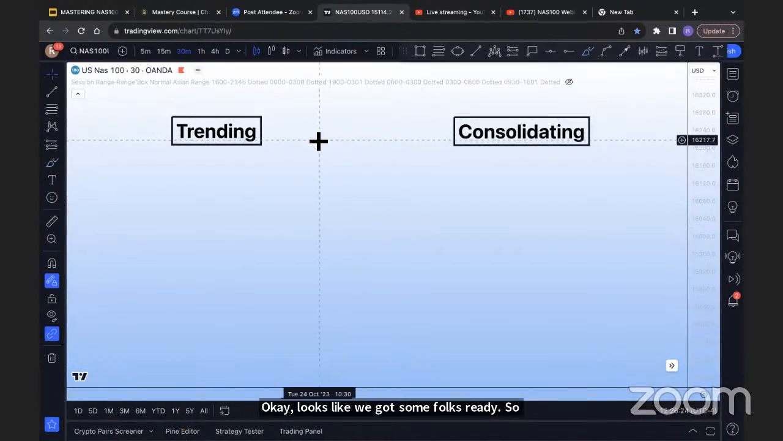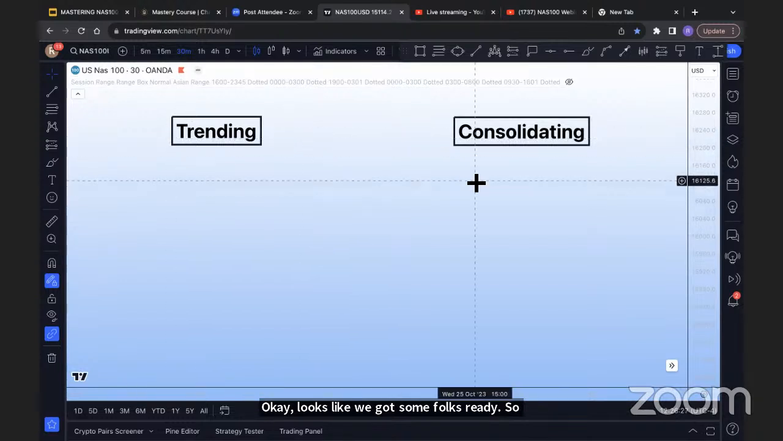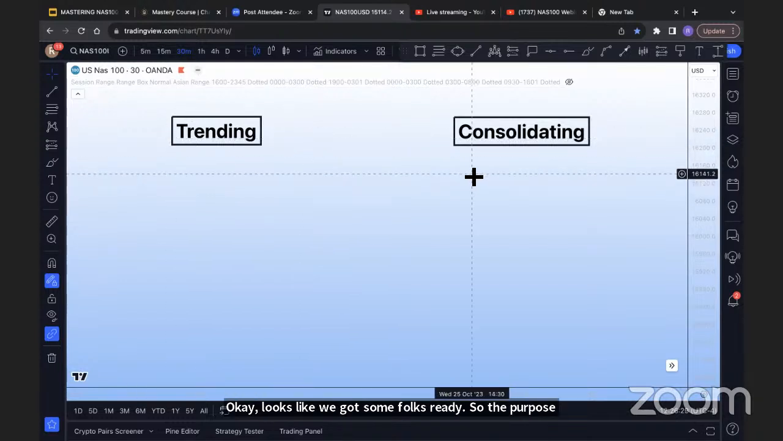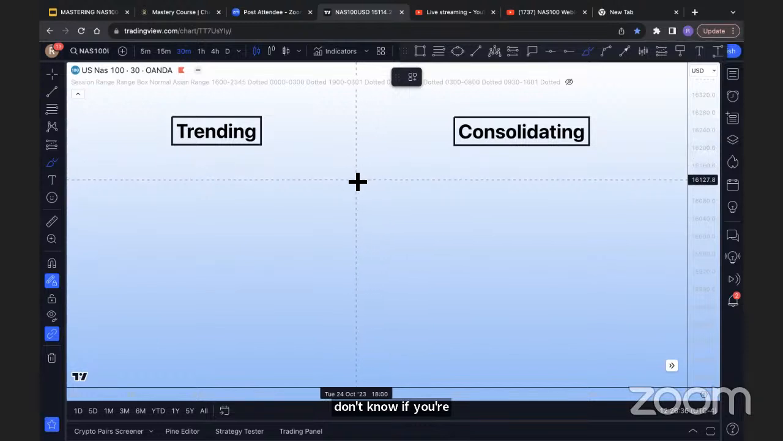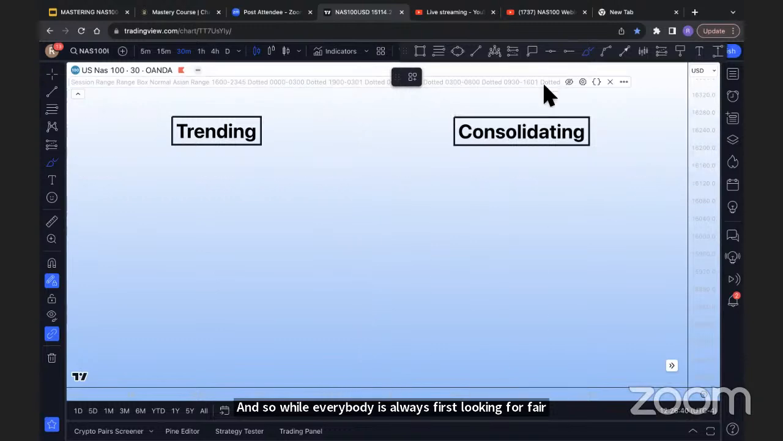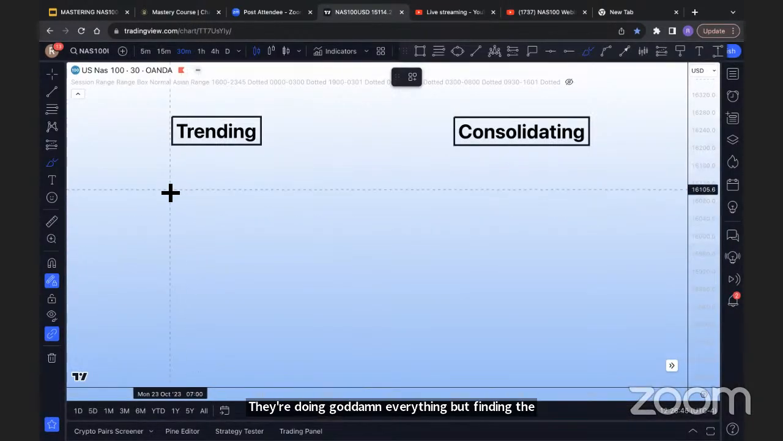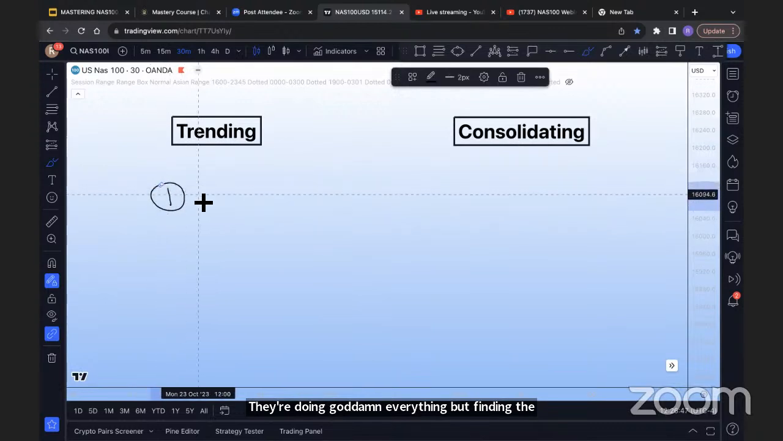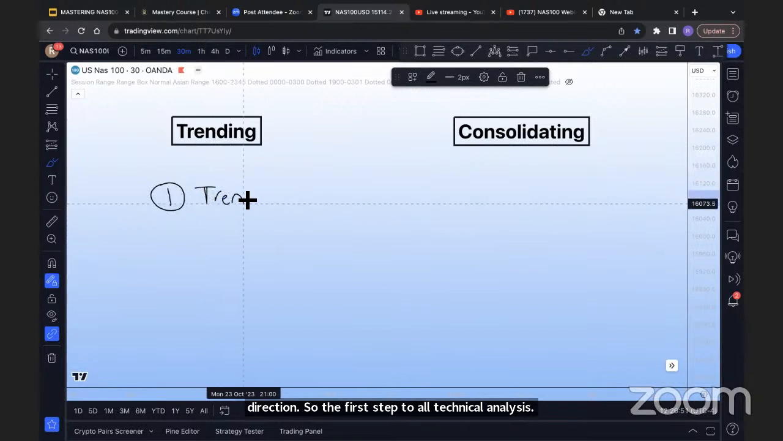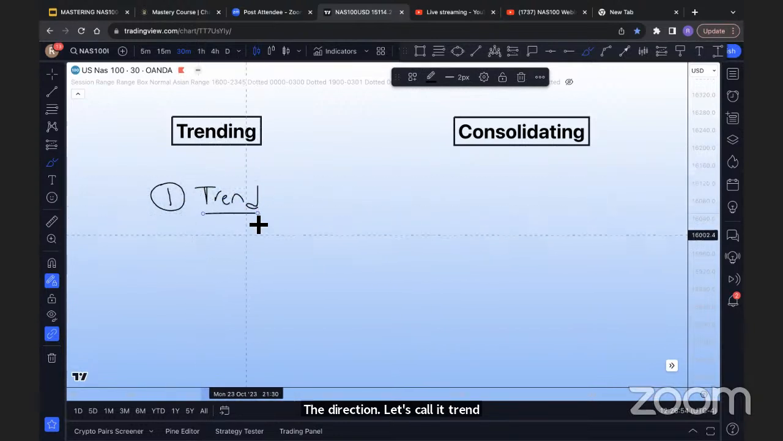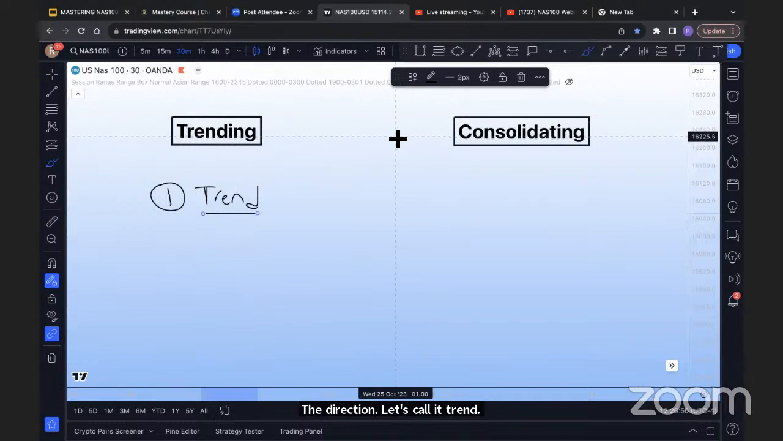So the purpose of technical analysis is to first figure out the direction of the market. If you don't know which way the market's going, you don't know if you're buying, selling, or holding. And so while everybody's always first looking for fair value gaps and trends and liquidity zones, they're doing goddamn everything but finding the direction. So the first step to all technical analysis is the direction. Let's call it trend.